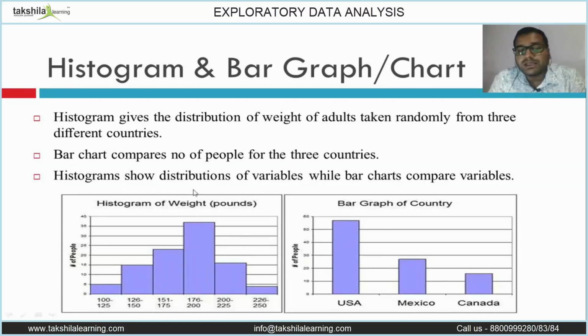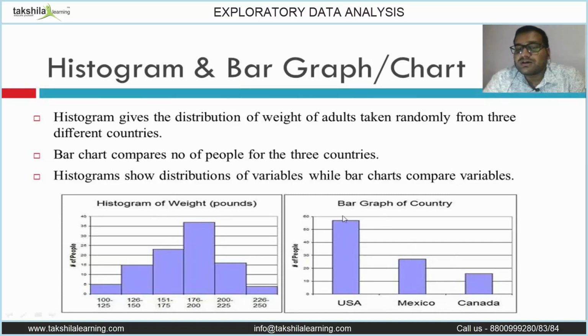So the histogram is showing the distribution of weight, but the right side is showing how many people are available in each country. These two look the same, but they interpret different results. A histogram shows the distribution of a variable, while a bar chart compares variables.